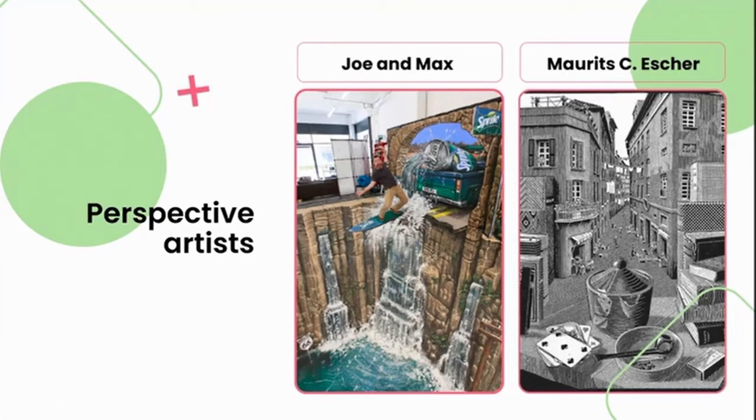In Escher's art, we can see the inclusion of mathematical law and perspective. We can also see this in Joe and Max's artwork, but again, more modern and more vibrant. So definitely artists to look out for. And if you have some extra time in your day or want to do a little bit of extra reading, definitely give these guys a look.